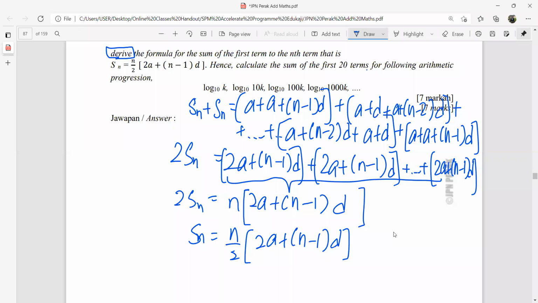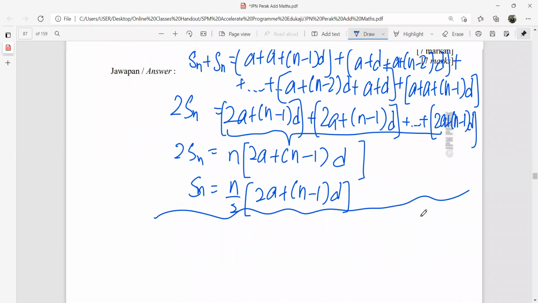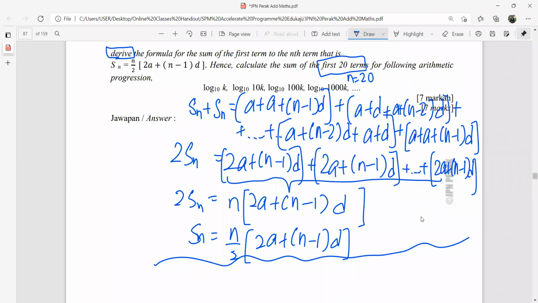Hence, calculate the first 20 terms, S20, to get this log k, log 10k. So those who have done, what's your answer? What's your answer for this? Log k, log 10k, log 100k. Anyone got the answer? Nobody gives an answer, so I'm not sure if you have finished already or not. I only see Yi Chen give the answer. Very good, correct. He's right. So the sum of the first 20 terms.